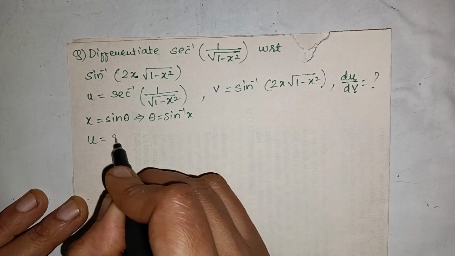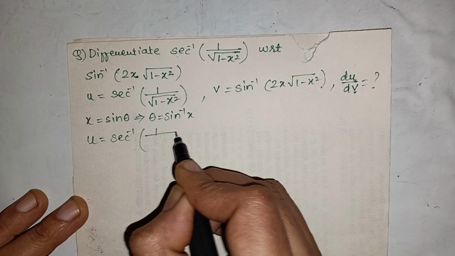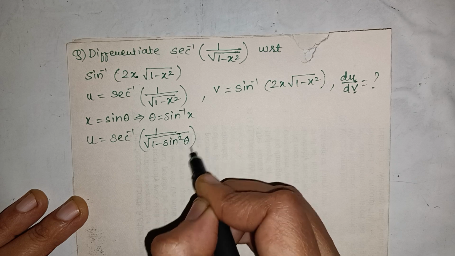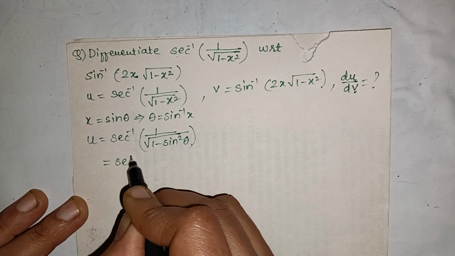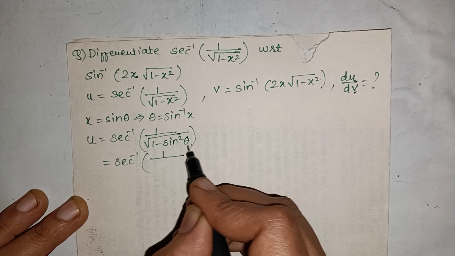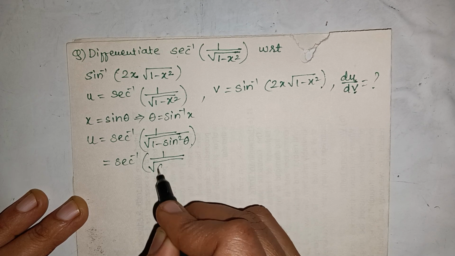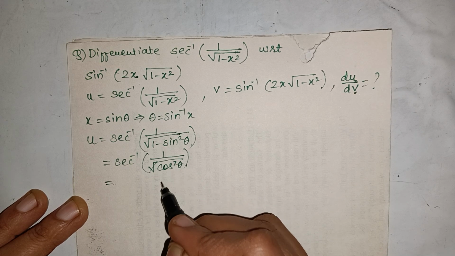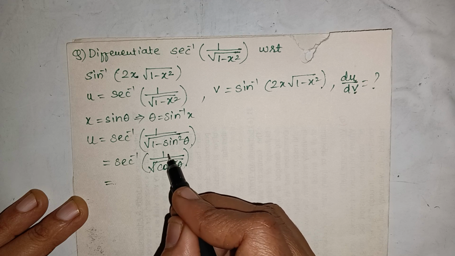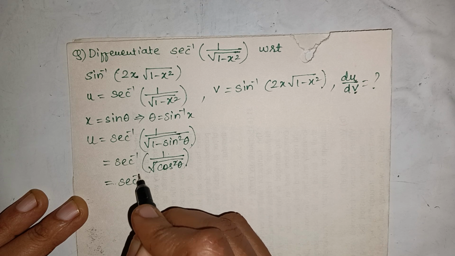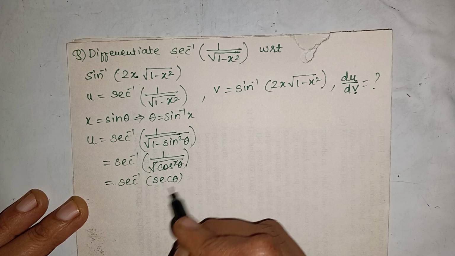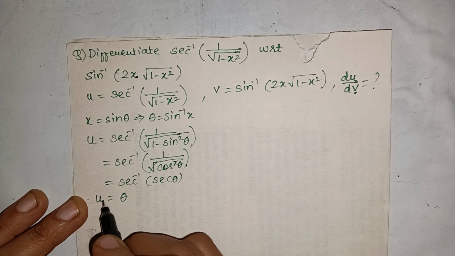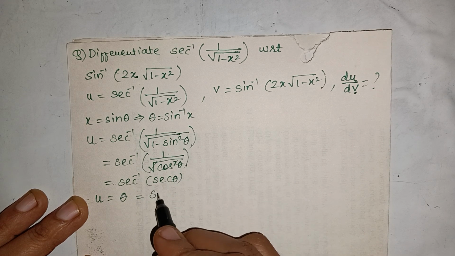So u equals sec inverse of 1 upon root of 1 minus sine square theta. Root of 1 minus sine square theta is root of cos square theta, and square and root get cancelled. So you'll get 1 upon cos theta, which is nothing but sec theta. So using inverse trigonometric functions, u is theta, and theta is sine inverse of x.